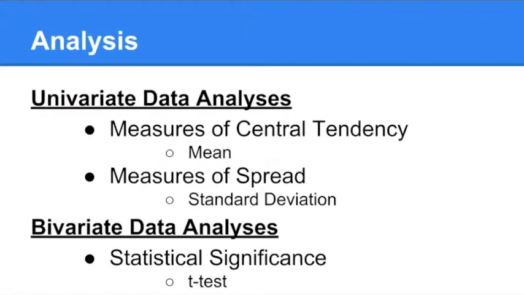In accordance with the dataset and methods used to measure the dependent variables, both univariate and bivariate analyses were utilized. Univariate data analysis encompasses measures of central tendency, specifically the mean, as well as measures of spread, specifically standard deviation, while bivariate data analysis was used to test statistical significance in the form of a t-test.